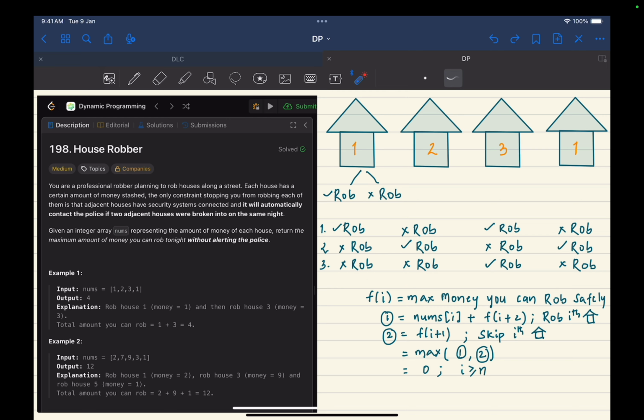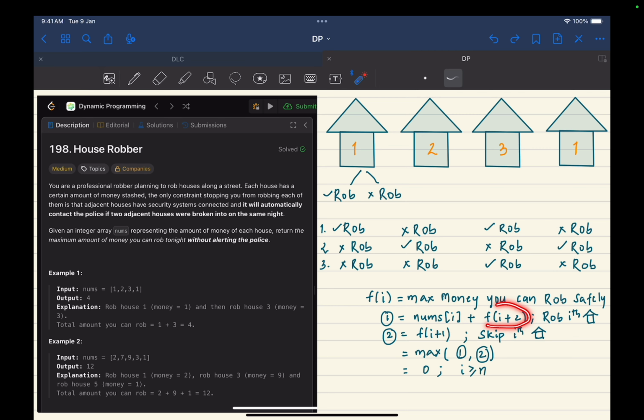Okay. So let's define a recurrence relation which will tell me the maximum amount you can rob safely. The first option is basically I choose to rob a particular house. If I choose to rob a particular house, then the amount which I will get is nums of i plus f of i plus 2. Because I cannot rob the next house, I have to rob the house next to it. So that is what I am doing here. So I am robbing the ith house, then I cannot rob the i plus 1 house, and then I can rob the i plus 2 house.